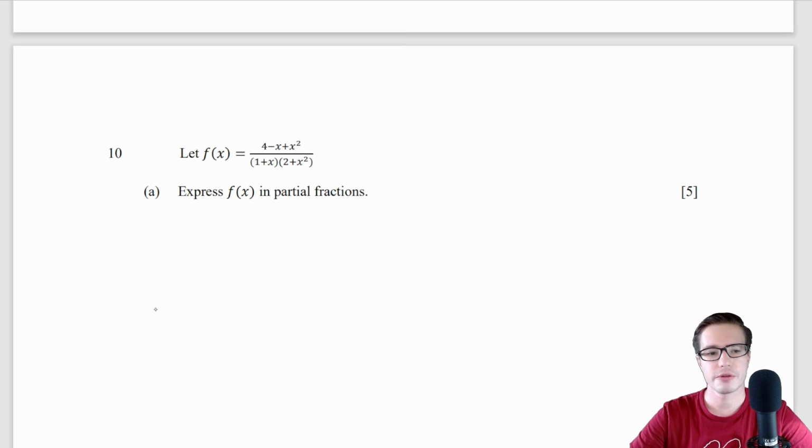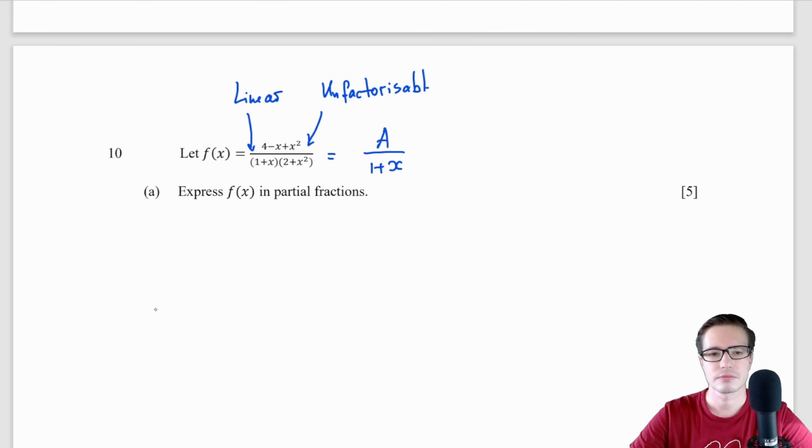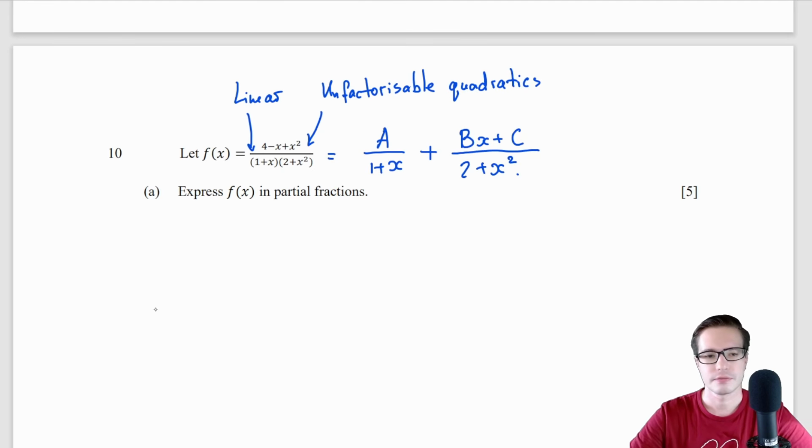And to do that, we'll have to look at the denominator. First, we have a linear factor, and that will bring us to a over 1 plus x. Now, the second bracket is the unfactorizable quadratic, and this will be bx plus c over 2 plus x squared. Now combine these two fractions into one.